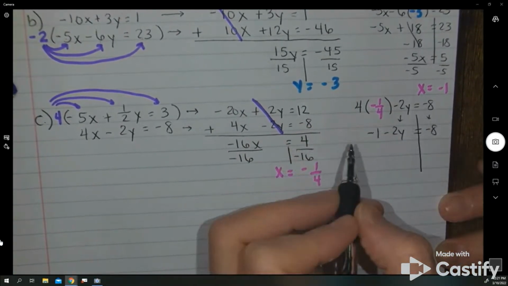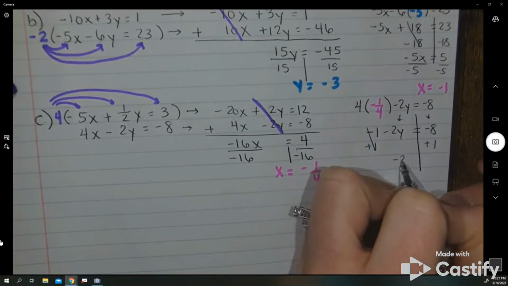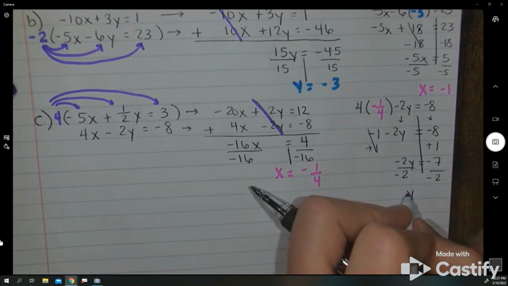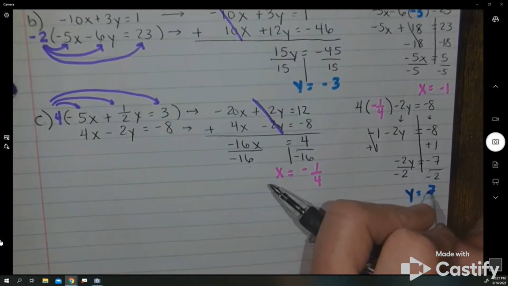Bring down the things I didn't use yet. I'm going to add 1 to both sides. So I have negative 2y equals negative 7. I'm going to divide by negative 2. And I have y equals negative 7 divided by negative 2, which is positive 7/2.